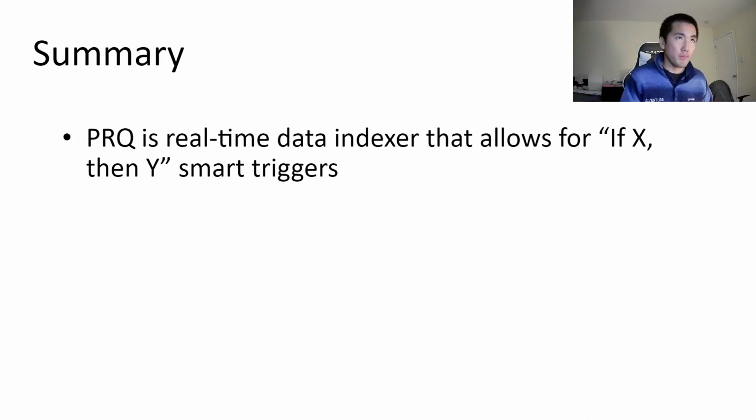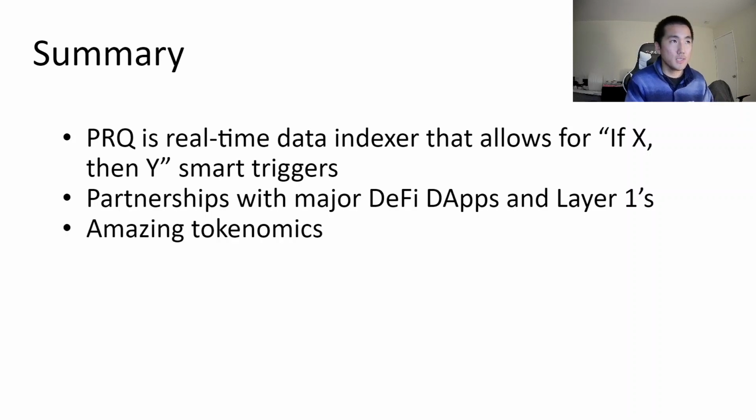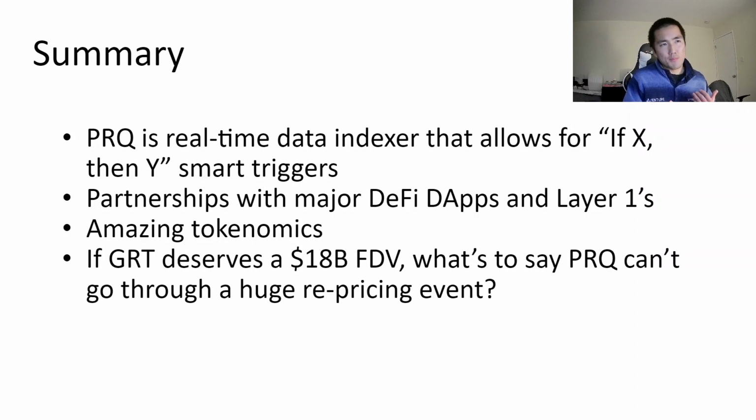So, in summary, PRQ is a real-time data indexer that allows for if X then Y smart triggers. And they have partnerships with major DeFi DApps and layer ones. They have great tokenomics for a DeFi protocol. And I think to myself, if The Graph deserves an 18 bill fully diluted value, what's to say PRQ can't go through a massive repricing event?